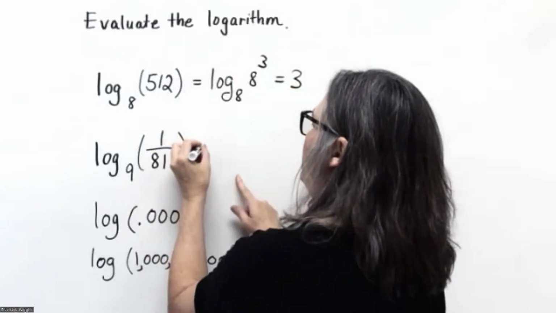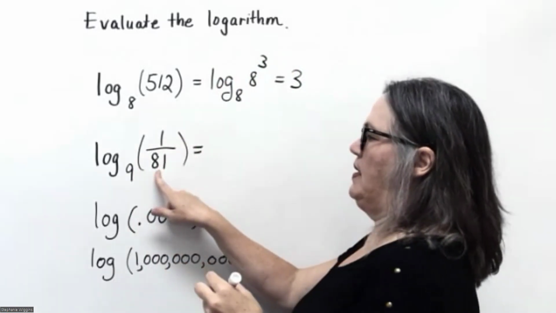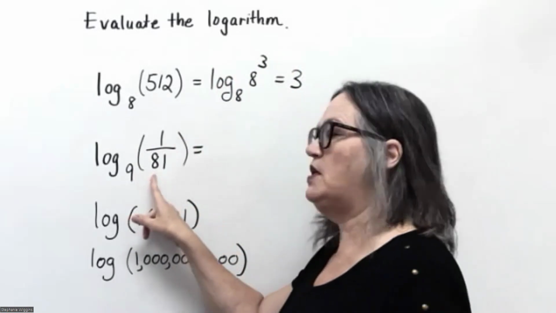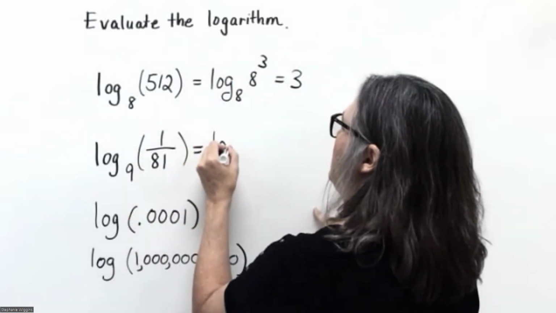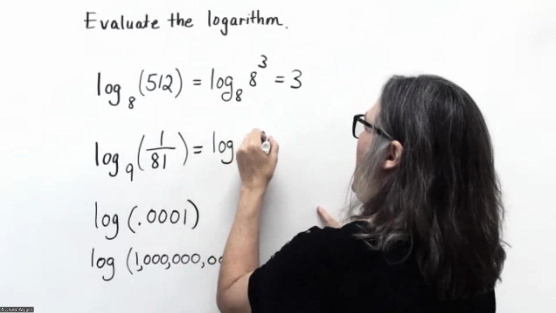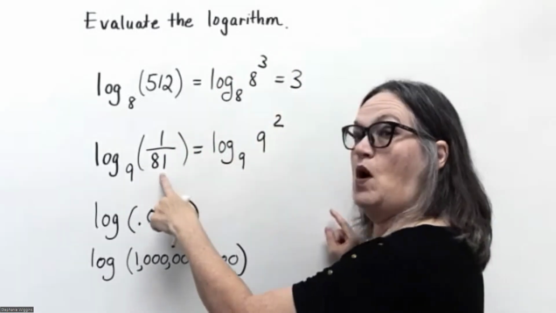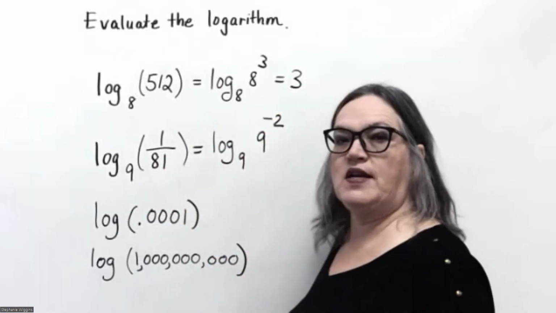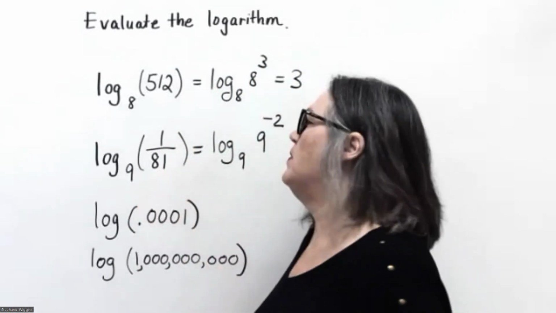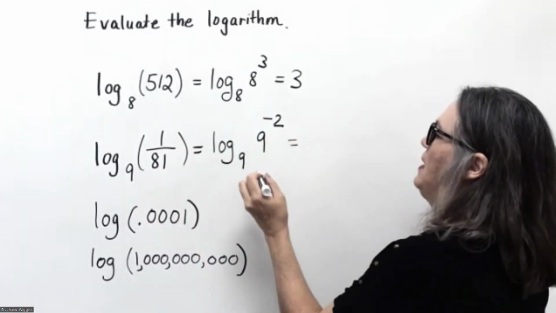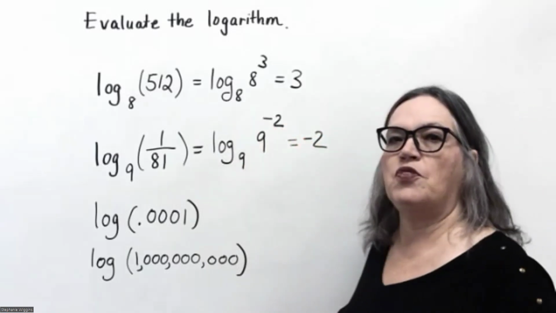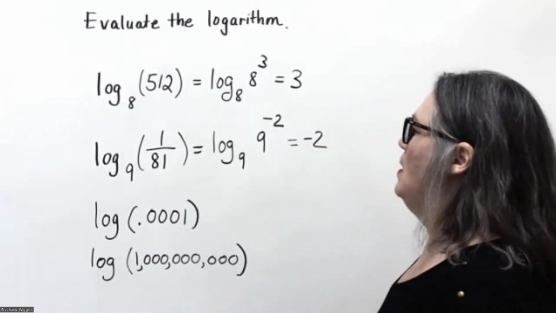Now here we have, again, the 81 is 9 squared, but it's in the denominator, so that means it's going to be a negative exponent. So if we change the form of this, we're going to write this as 9 squared. That gives me the 81, but then I need a negative in front to get the power in the denominator. Now the bases are matching, so I just take the exponent. Remember, the log is the exponent.